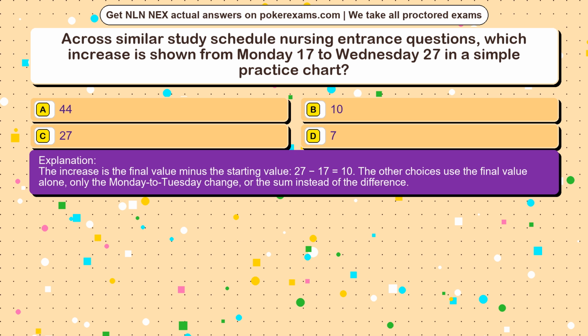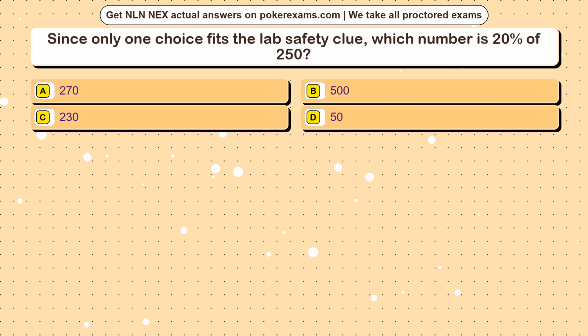Question 21. Since only one choice fits the lab safety clue, which number is 20% of 250? Option A, 270. Option B, 500. Option C, 230. Option D, 50.